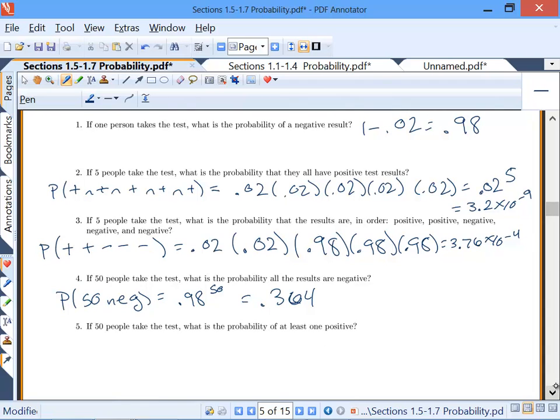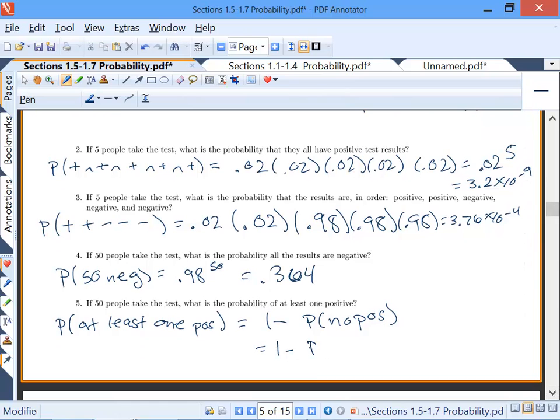But now if I say, if 50 people take the test, what is the probability of at least one positive? Okay, 1 minus 0.364. So we need to use the complement rule here. The probability of at least one positive is equal to 1 minus the probability of no positives. And how do you get no positives? If you have no positives, that means that you had 50 negatives. So 1 minus 0.364 is 0.636. Questions?